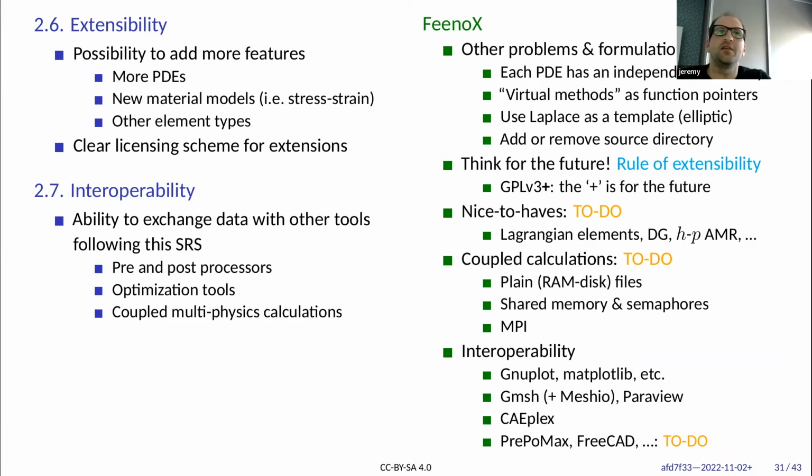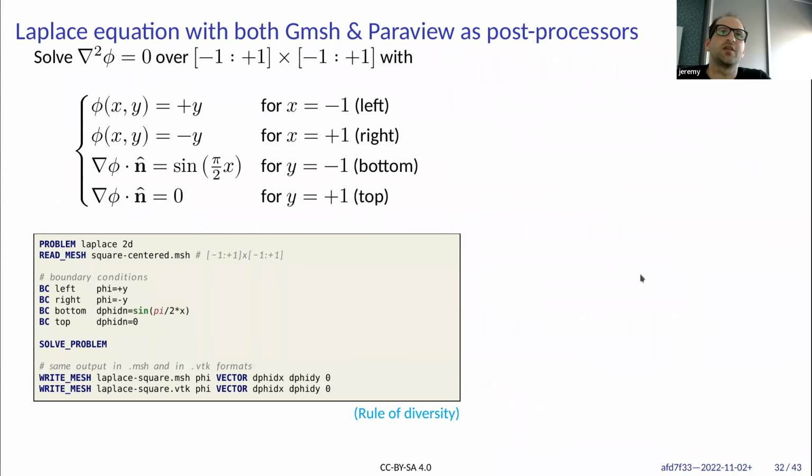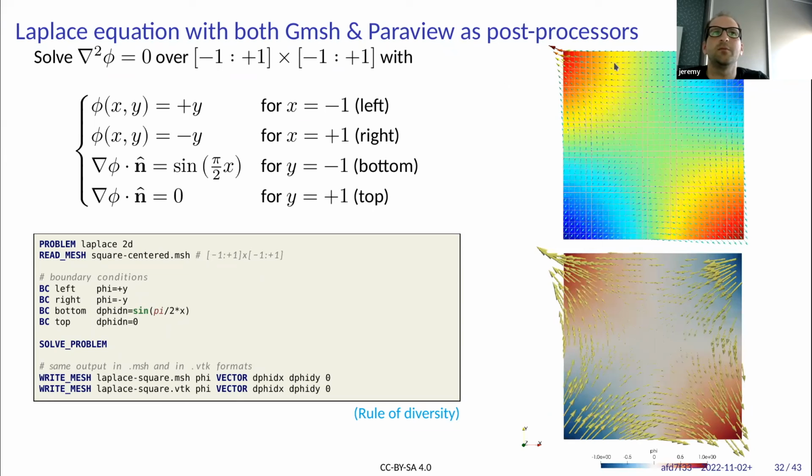There are some things that we want to do for the future. Some other example about how well FeenoX plays with other software. In this case, we're going to solve the Laplace equation over a square, but the point here is that we're going to write the very same result as a .msh file and as a .vtk. So the very same problem, the very same answer, you can post-process it with Gmsh or with ParaView, whatever you like more.